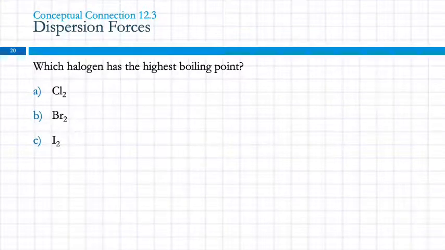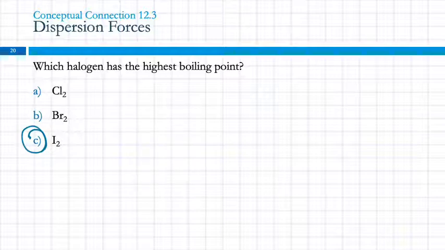So on an exam, there can be questions like this. There's a lot of "put these in order of" or "which one has the highest, which one has the lowest." So which of these halogens has the highest boiling point? I2, right? Why?